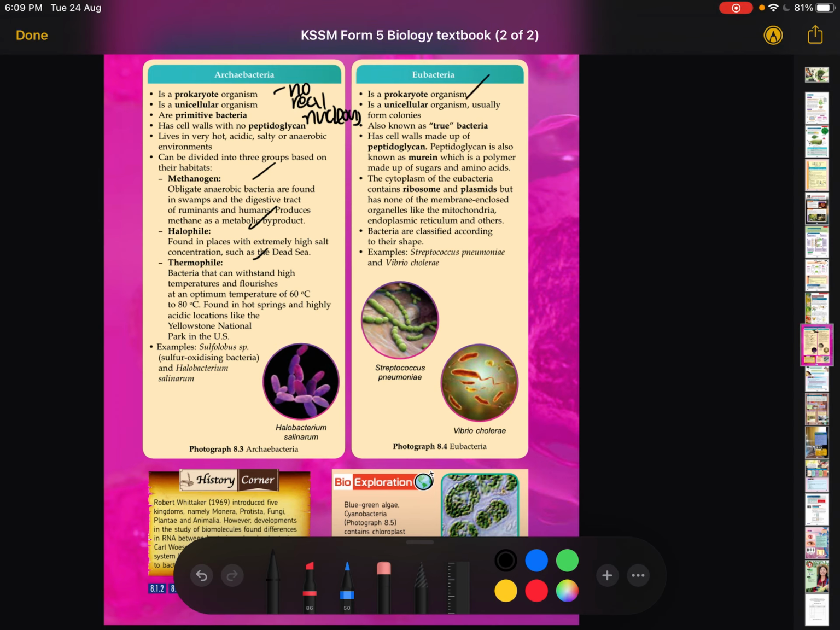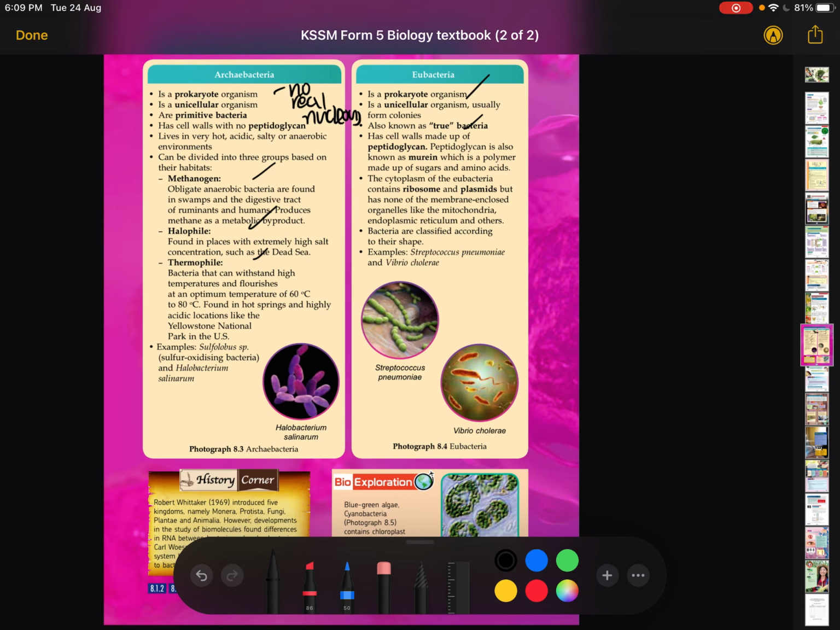Next is Eubacteria. Eubacteria is also a prokaryote. Yes, no real nucleus, but it is a true bacteria, which means that it has cell walls made out of peptidoglycan, or in this case murein. Murein is a polymer made out of sugars and amino acids. You don't really have to know what peptidoglycan is made of. You just have to know that eubacteria have peptidoglycan.